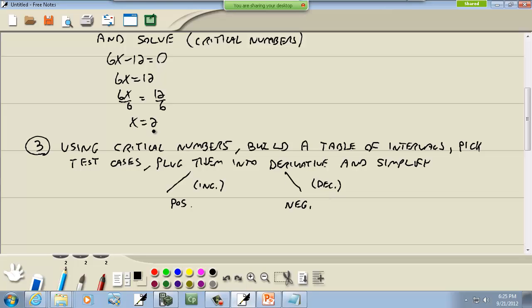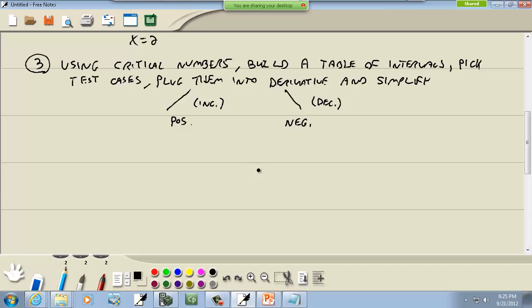Okay, so our critical number is 2. Let's see what in the world I mean by this. Put 2 here. And we're going to have a table of intervals. Clear over here is negative infinity, and clear over here will be positive infinity. So that's the table of intervals. This is going from negative infinity to 2. This one's going from 2 to positive infinity.